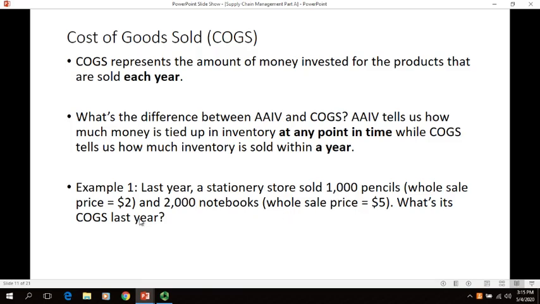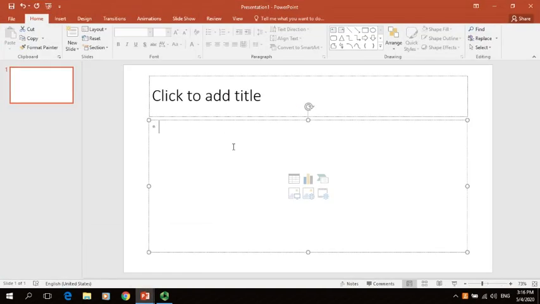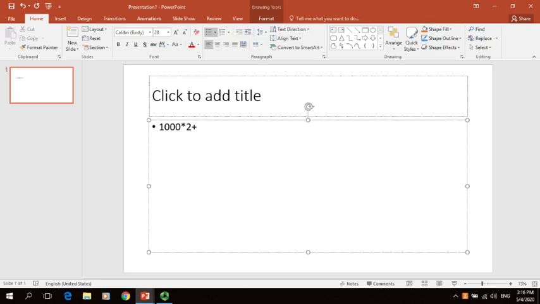Now, what's its cost of goods sold last year? So we take 1,000 times 2 plus 2,000 times 5. 1,000 times 2, that's the value of the pencils sold last year, plus 2,000 times 5, that's going to be 12,000. That's the cost of goods sold last year.